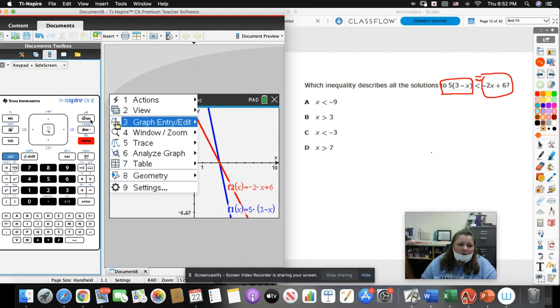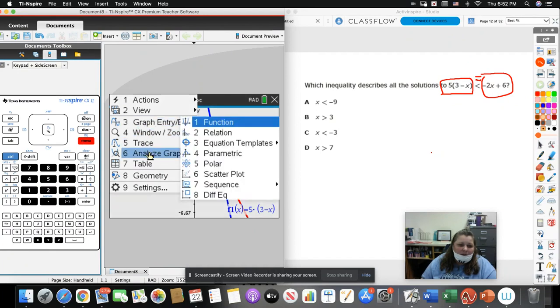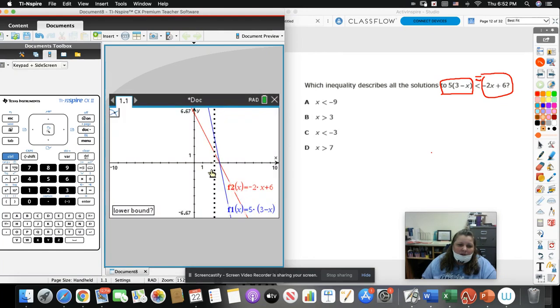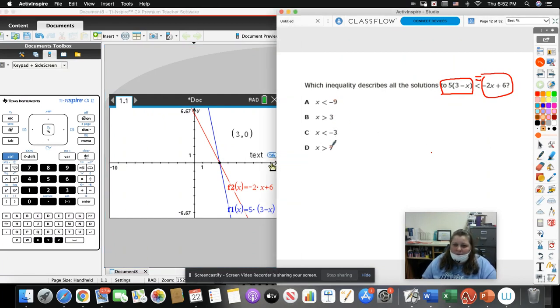Find out where they cross. You hit menu, analyze the graph, and then intersection. And then this is that click, slide, click, and the answer is 3. So I look here, and I only have one that's positive 3, so that's my answer.